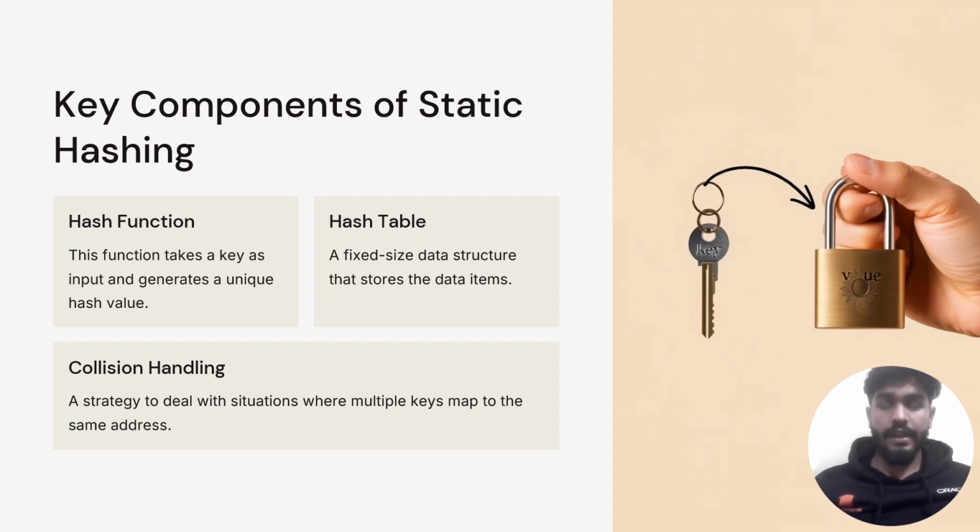Key components of static hashing: hash function, hash table, collision handling. The hash function takes a key as input and generates unique hash values. Hash table, a fixed size data structure that stores the data items. Collision handling, a strategy to deal with situations where multiple keys map to the same address.